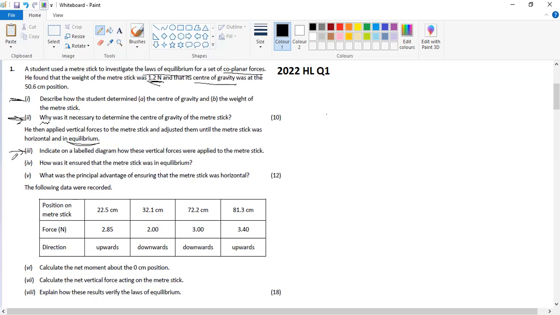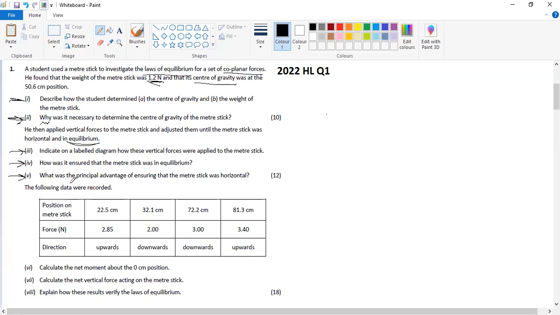How was it ensured that the meter stick was in equilibrium? So they're checking partly that you know what that means. What is equilibrium? And how do you know that it's in equilibrium? And we're going to get to that too. And what was the principal advantage of ensuring that the meter stick was horizontal? So this is a bit of a one for the thinkers as well, okay? And we're going to deal with that too.